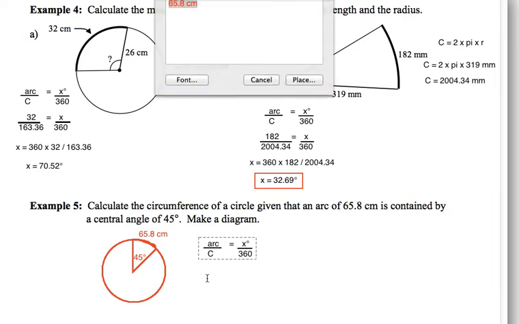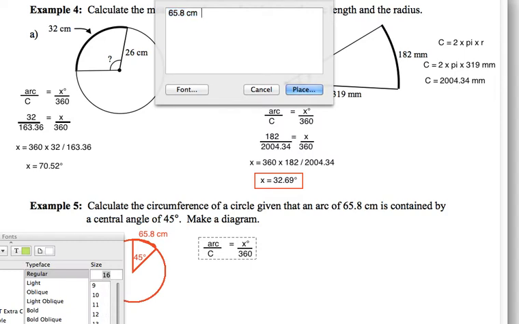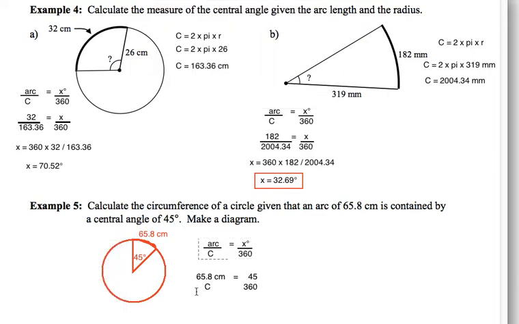Okay. The arc is 65.8 centimeters. The central angle is 45 degrees. And once I have that set up, everything in its proper place, I'll be able to figure out what the circumference is just by using the good old fish method. Okay, let me just write out what the fish method will do. If I want to find this one down here, I start next door to it, 65.8. I do 65.8 times 360 divided by 45 to get my answer.